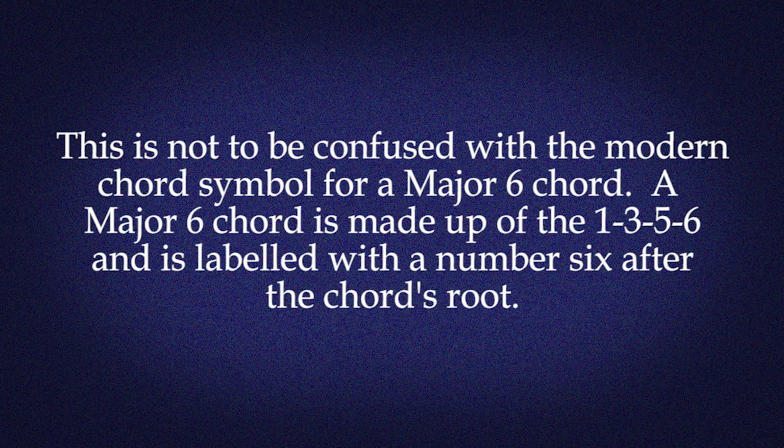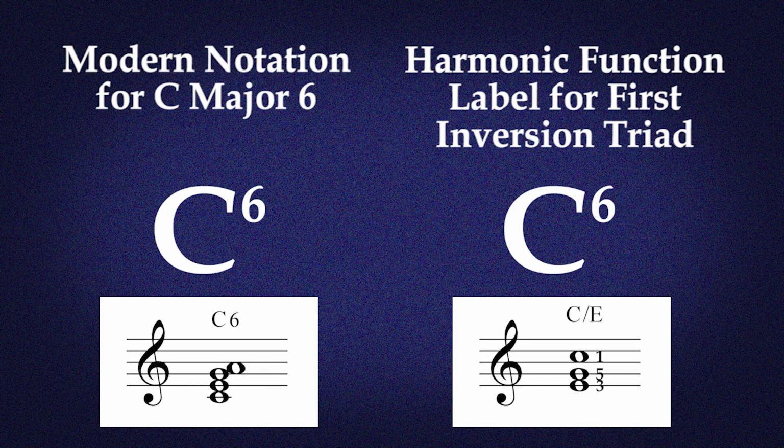Now, this is not to be confused with the modern chord symbol for what is called a major sixth chord. A major sixth chord is made up of the 1, the 3, the 5, and the 6, and is labeled by adding a 6 after the chord's root. If this type of notation for the inversion were to be used alongside modern chord symbols, these two markings would look identical, making it impossible to know how to interpret it. This is why I separated the classical method of writing inversions from the modern method of chord notation.